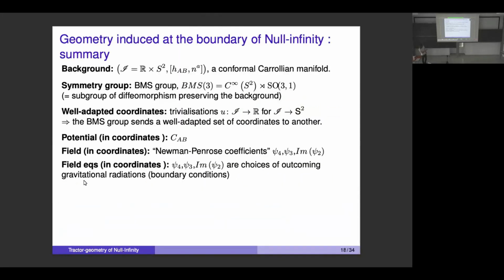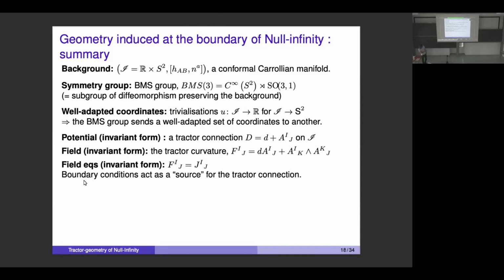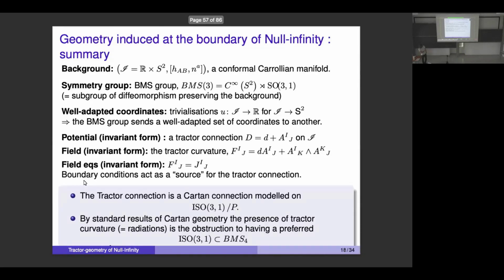Okay, so that's once again the same summary. You had adapted coordinates. In coordinates, you have the C_AB and the Newman-Penrose coefficient. But in fact, the tractor connection is an invariant way of talking about C_AB and the Newman-Penrose coefficient, they are just coordinates for this curvature. So in particular, it's immediate now that vanishing of this Newman-Penrose coefficient is just vanishing of the curvature. It tells you that there exists a system of coordinates where the asymptotic shear is 0. These are known statements in the literature, but here it's transparent why this happens.